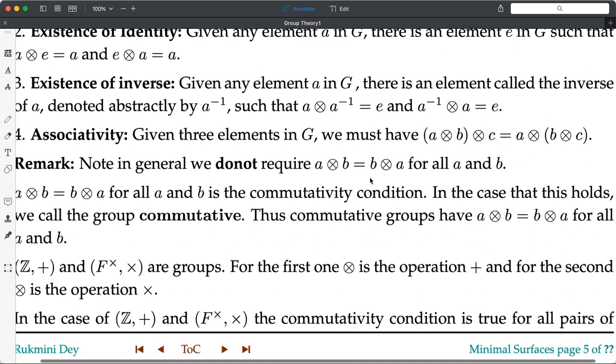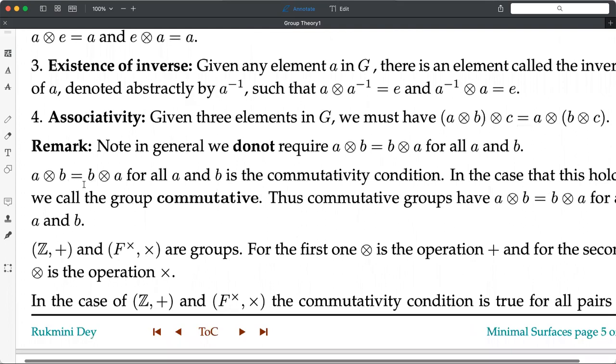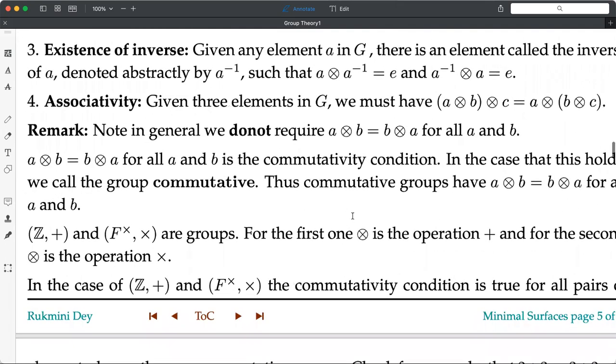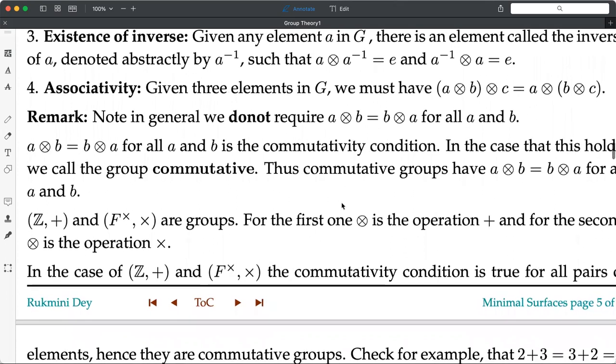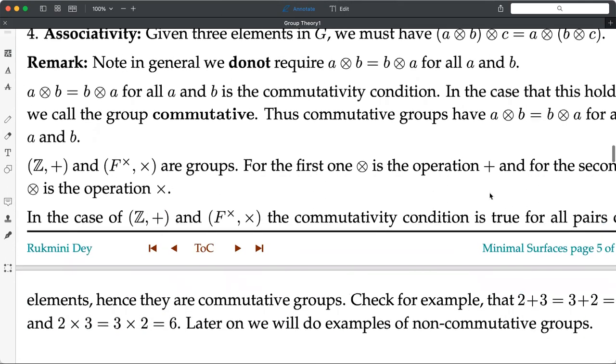Note, in general, we do not require A circle B to be B circle A for all A and B. In fact, A circle B equal to B circle A for all A and B is the commutativity condition. In the case that this holds, we say the group is commutative. Thus, commutative groups have A circle B equal to B circle A for all A and B.